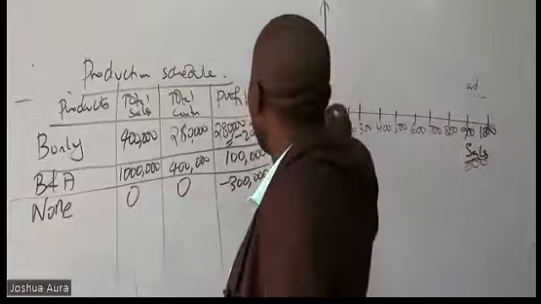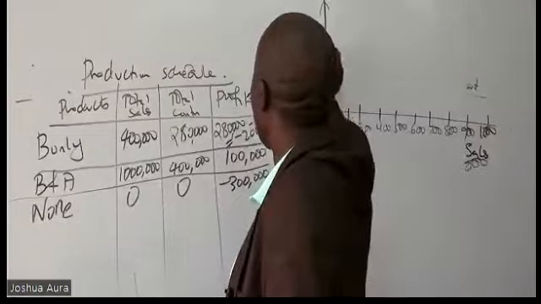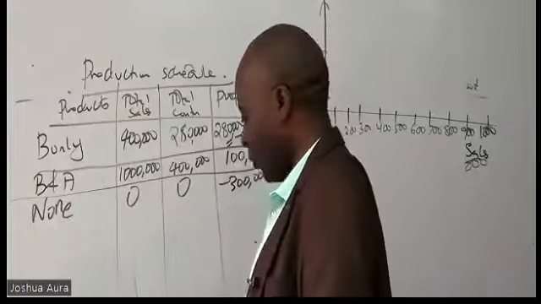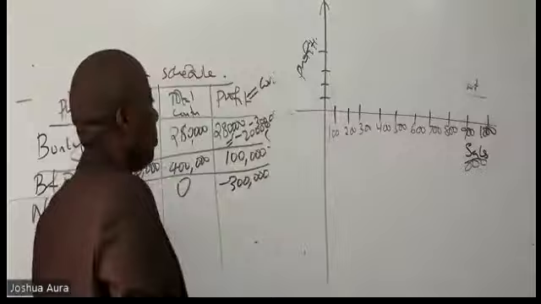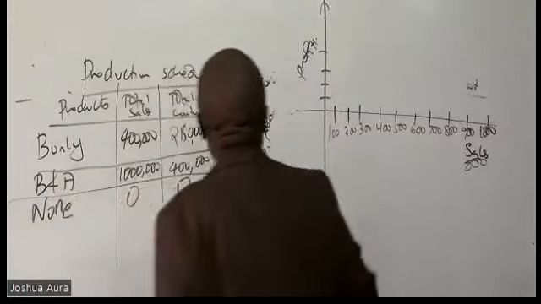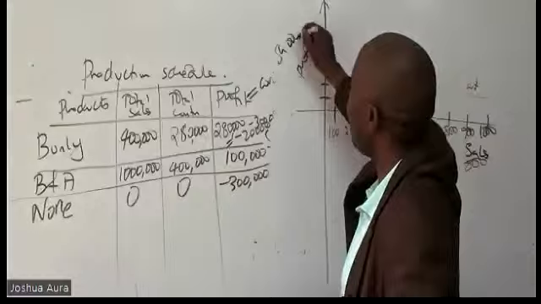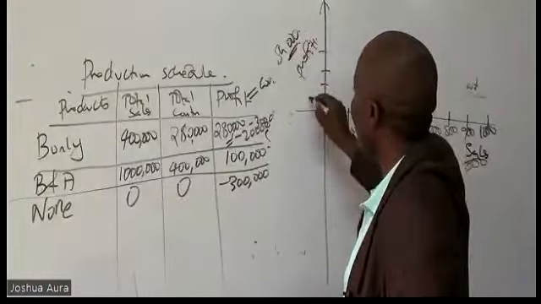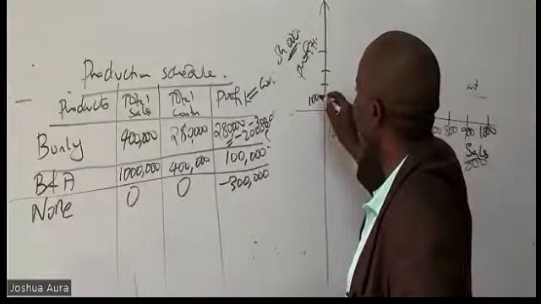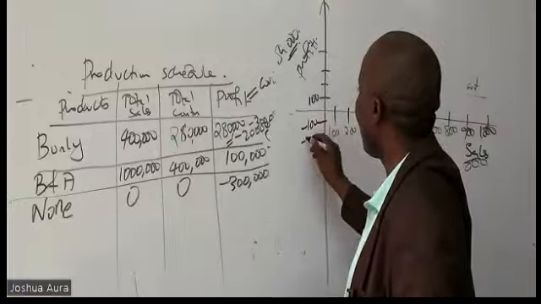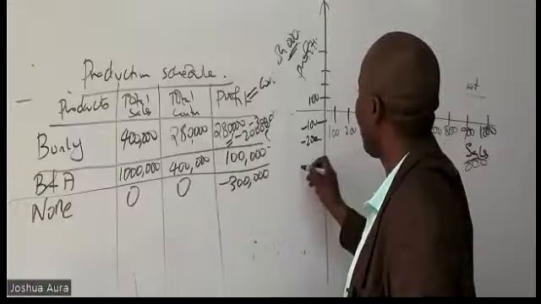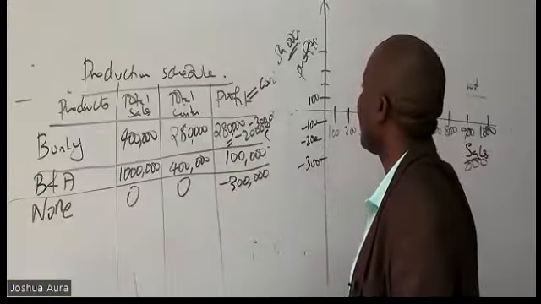And then go straight away to the profit. Profit really, the best one is also to go by 100. So profit in shillings thousands. So this will be 100, minus 100, minus 200, minus 300, like that.